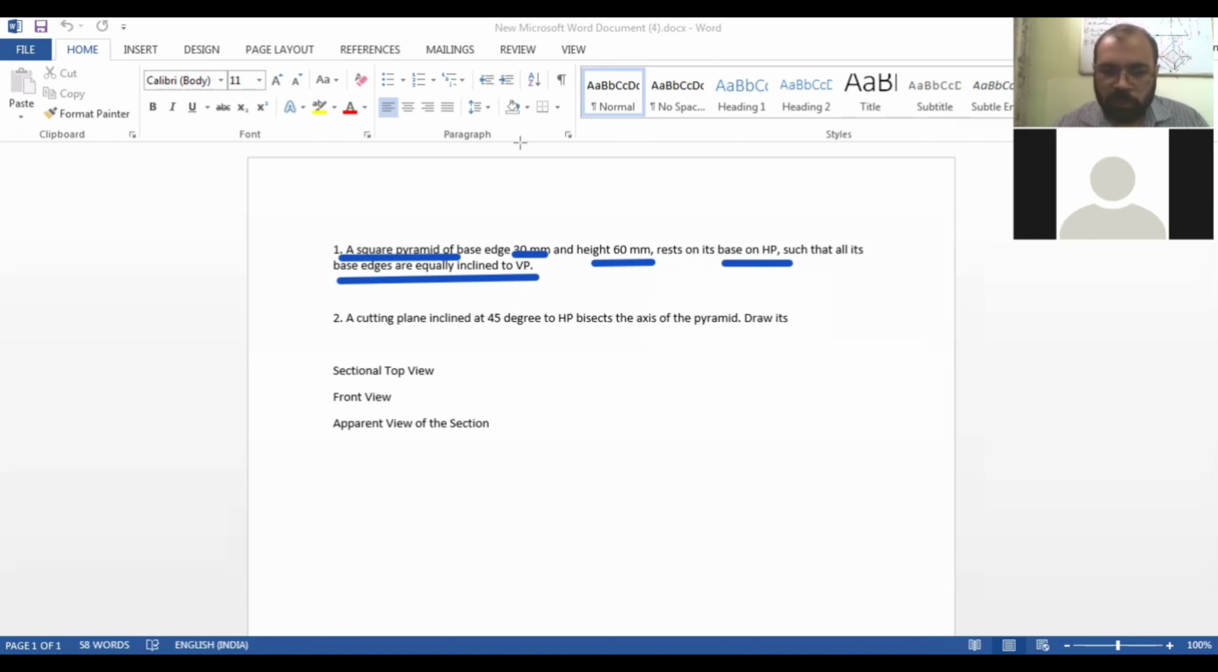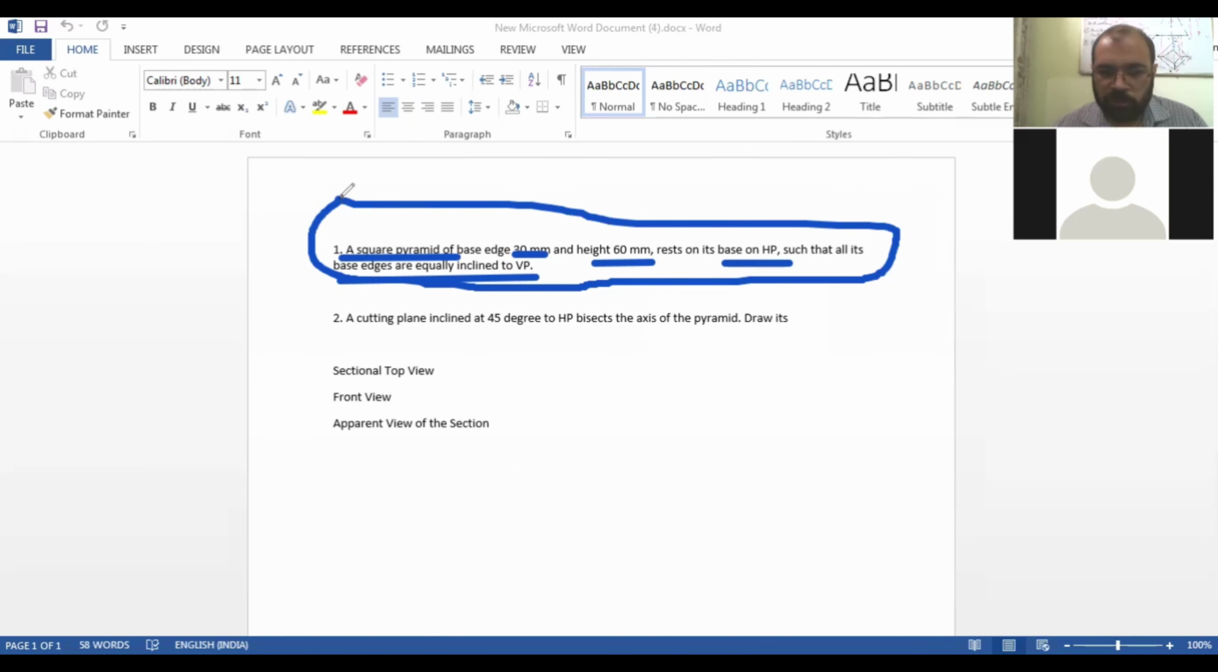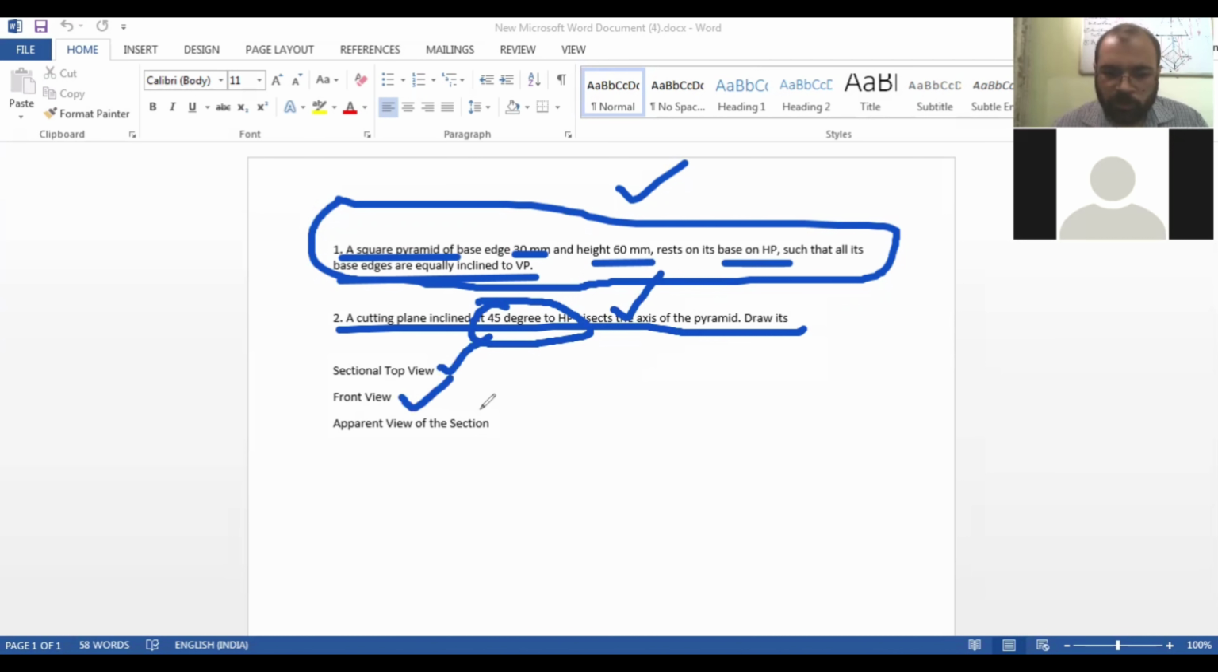So this much of the question comes under projections of solids, which you will have to draw. The next is a cutting plane inclined at 45 degree to HP which bisects the axis of the pyramid. So there is a cutting plane which is cutting this pyramid at 45 degree inclined and it bisects the axis. You have to find out the sectional top view, front view and apparent view of the section.